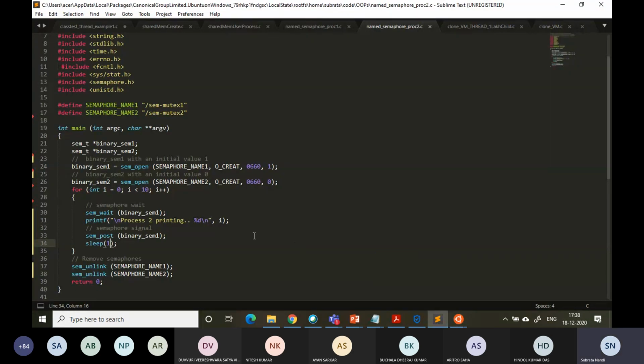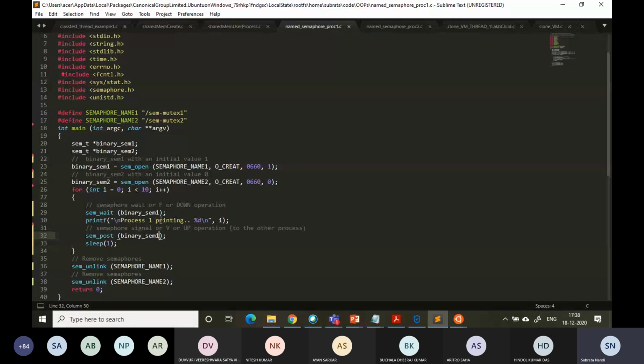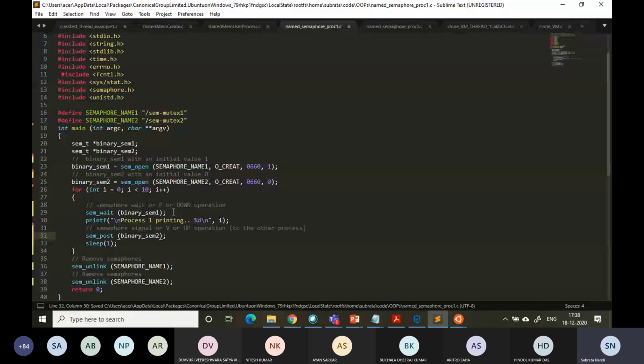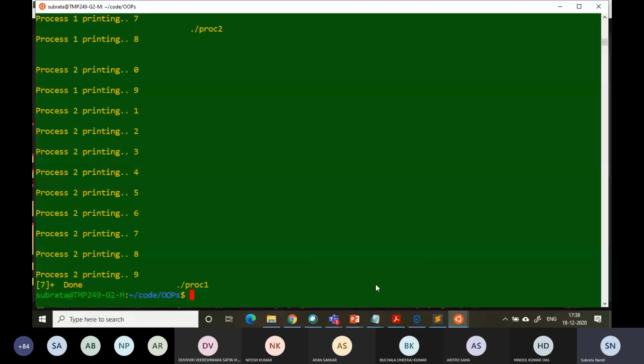What is done here? What is the change that I made? Earlier it was not the same example. It was P of S1, V of S1. Here I make P of S1, V of S2, and in the other P of S2, V of S1, the example that I have just shown. The process 2 executes P of S2 and V of S1, and process 1 executes P of S1 and V of S2. So this is the example that I discussed right now. Let me try this one.